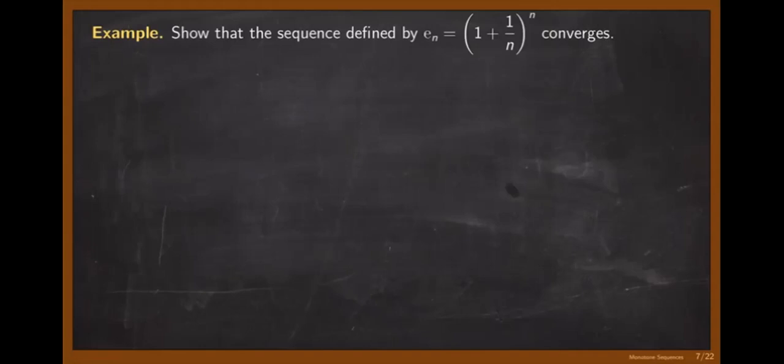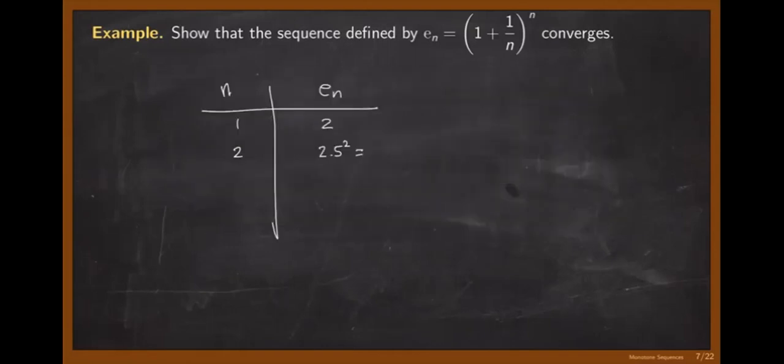So for example, for E1, let's compute. Say n is 1, so that's 1 plus 1 over n, that's 2 raised to 1, 2. When n is 2, 2.5 squared. What is 2.5 squared? That's hard. 6.25? Oh, what am I saying? What is 2.5 squared? Oh my gosh, how embarrassing. I don't have a calculator. I have a calculator here. Wait a moment.